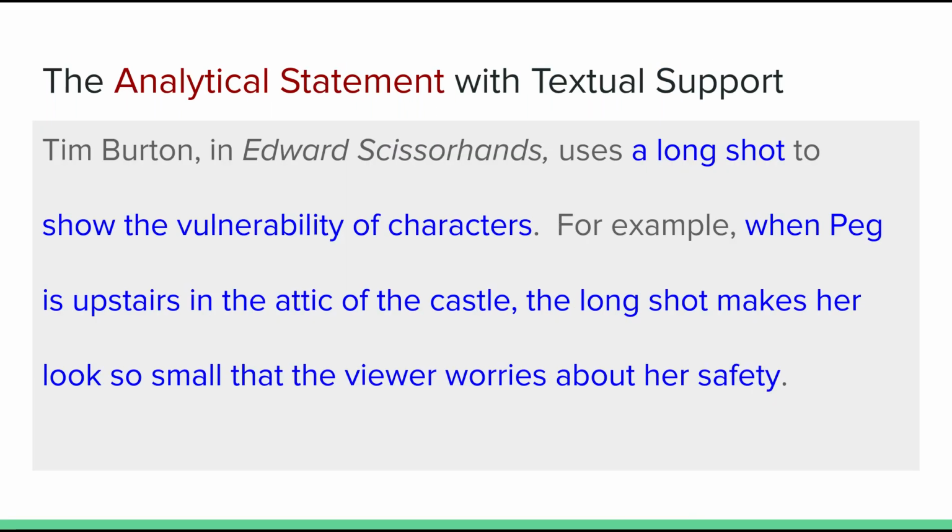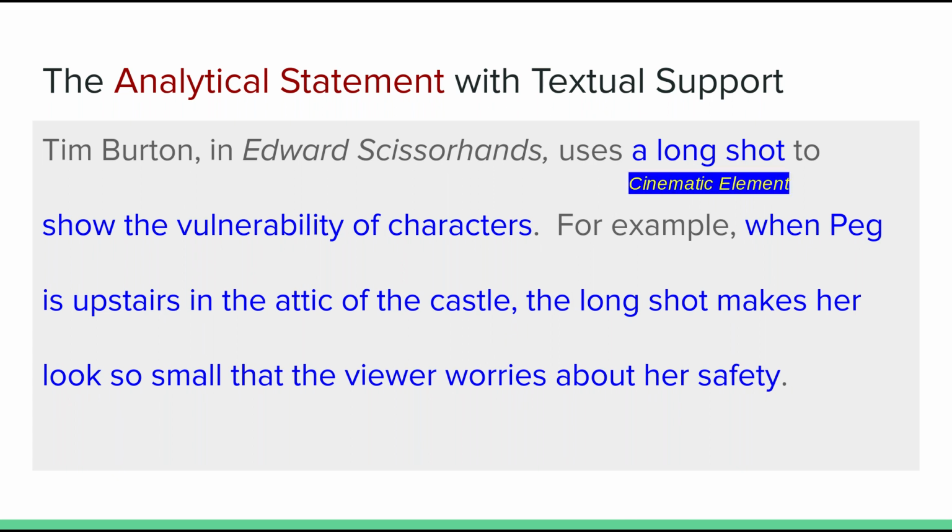So my analytical statement could look like this. Tim Burton in Edward Scissorhands uses a long shot to show the vulnerability of characters. For example, when Peg is upstairs in the attic of the castle, the long shot makes her look so small, the viewer worries about her safety.